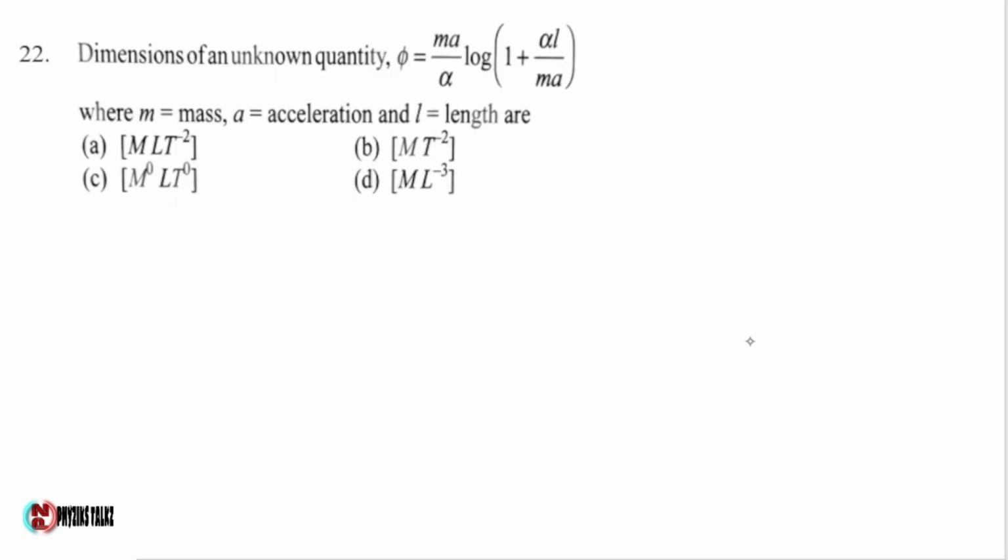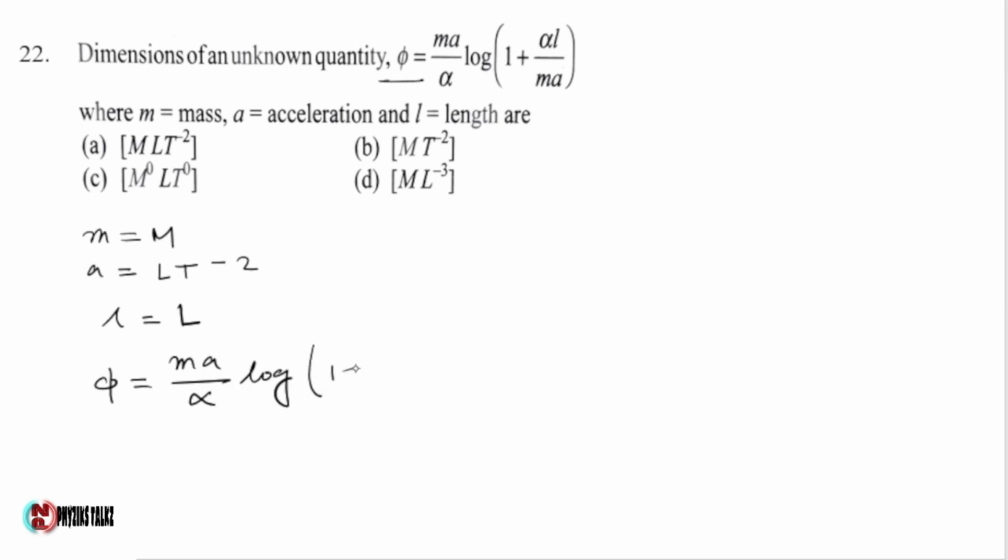Next question. Dimensional formula of unknown quantity phi equals this. We have to find the dimensional formula of m. Here m is mass, a is acceleration, which has the dimensional formula LT minus 2, l is the length, which has dimensional formula L. Now phi equals ma by alpha log 1 plus alpha l by ma.